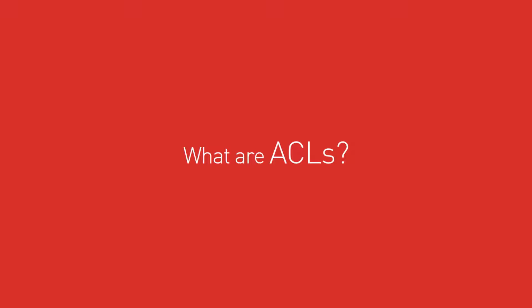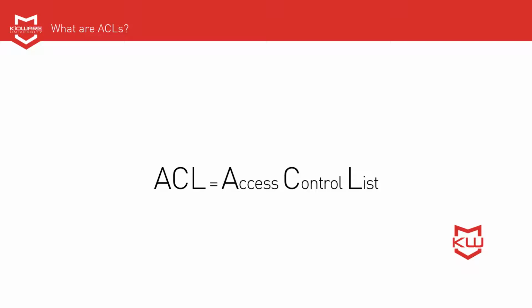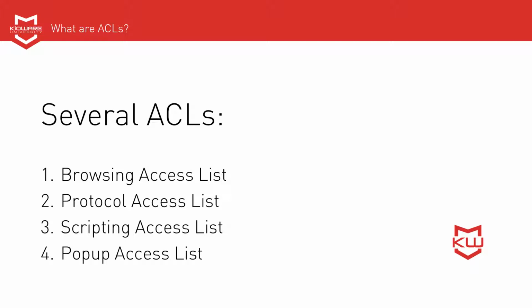One of the most important things to do when configuring KioWare for Windows is to set up your ACLs. ACL stands for Access Control List. KioWare has several ACLs, and each of them plays a vital role in managing how and what your Kiosk users are allowed to access. Let's quickly highlight a few ACLs that you might use when configuring KioWare.